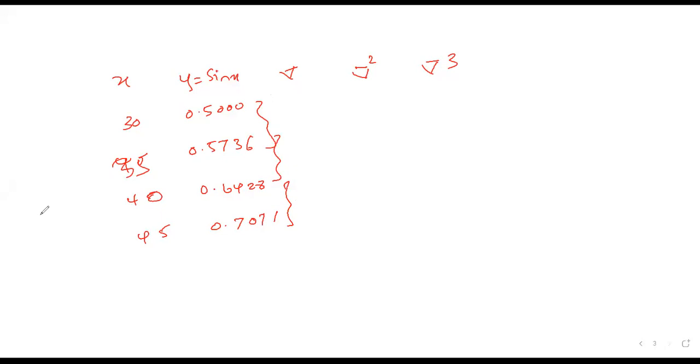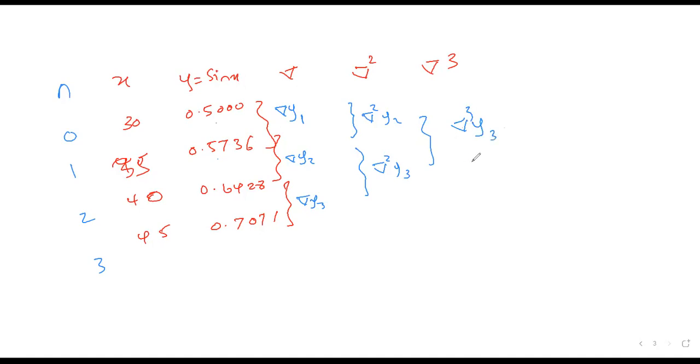So first of all, I will introduce the Δ. 0, 1, 2, 3. This is my Δy, so this is my y node, y1. So y1, Δy2, Δy3. So if I find this one, Δ²y2, Δ²y3, and then Δ³y3. So I can go up to here.